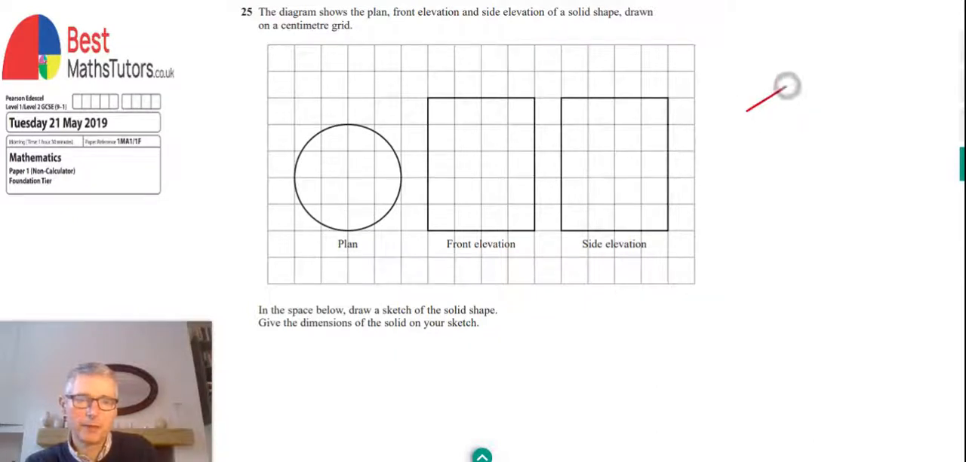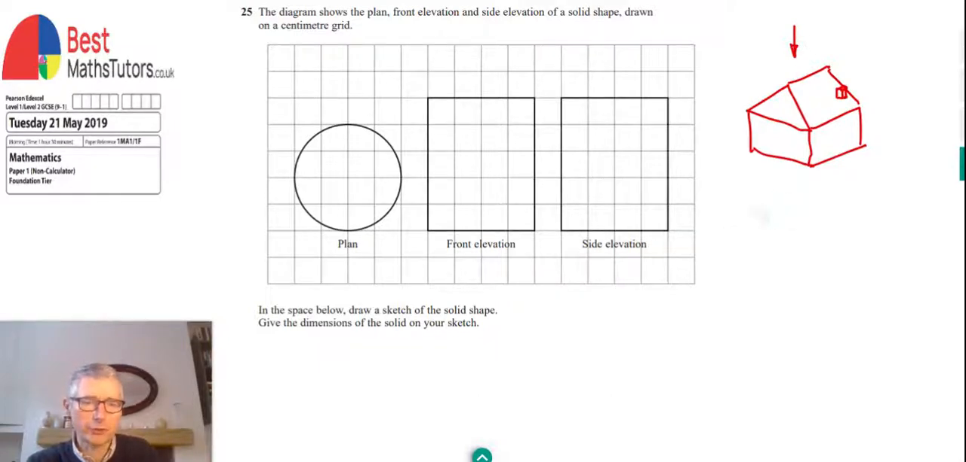So imagine we've got a house. I'm not the best artist in the world, but there we go. Imagine we've got some house shape like this. Then the plan would mean looking at it from the top. So if you could imagine, if we looked at the top of this, I'll just put a little chimney on the top so we can get a better idea of what I'm drawing.